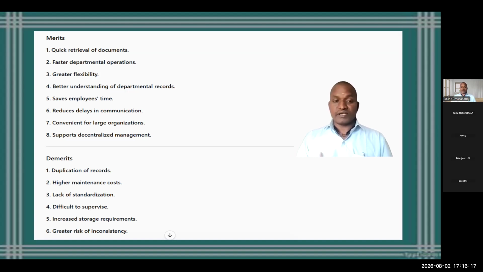Greater flexibility, better understanding of departmental records, saves employees' time, reduces delays in communication. Quickly they can take the file, turn the pages, retrieve the data, and within 30 minutes or even 20 minutes they can take decisions. So reduced delays in communication, convenient for large organizations, and supports decentralized management. These are the merits. What are the demerits?